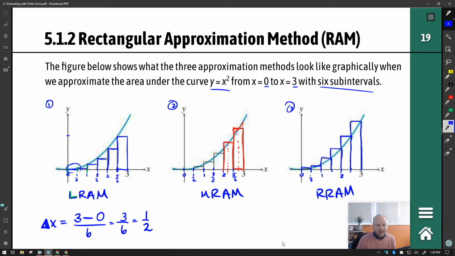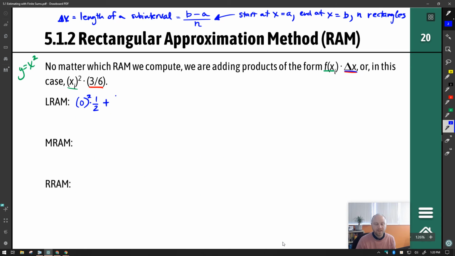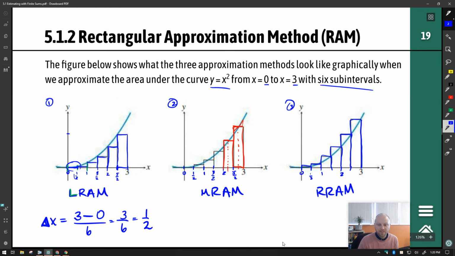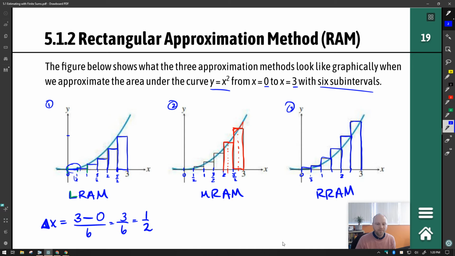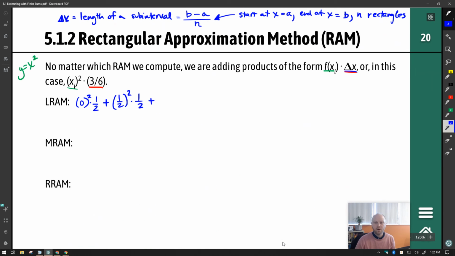So here the height is taken by using the index 1/2 and plugging that into the function and then multiplying by the height, or by the base. So this one is 1/2 squared times 1/2. And then the third rectangle would be from the 1. So we go up there and over. So this is 1 squared times 1/2. So there's your first 3 rectangles.